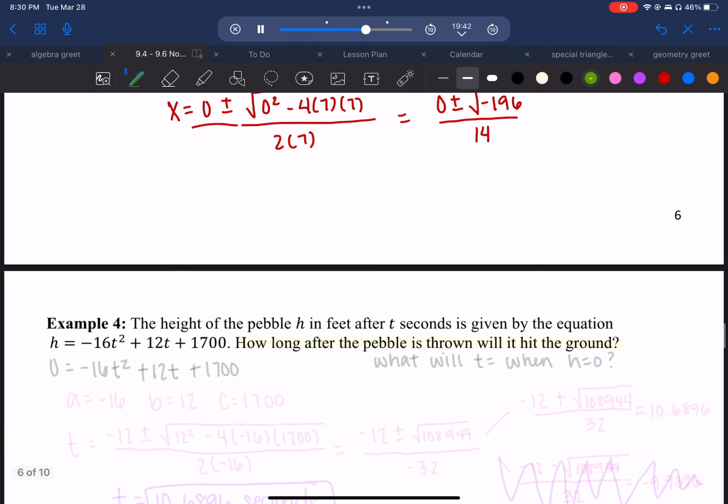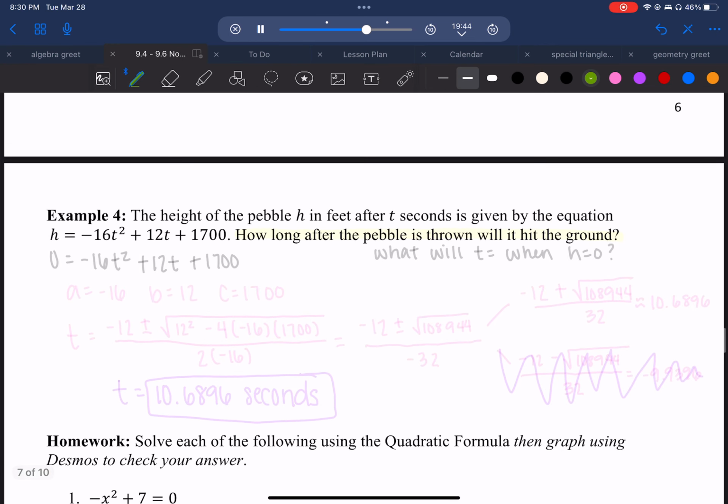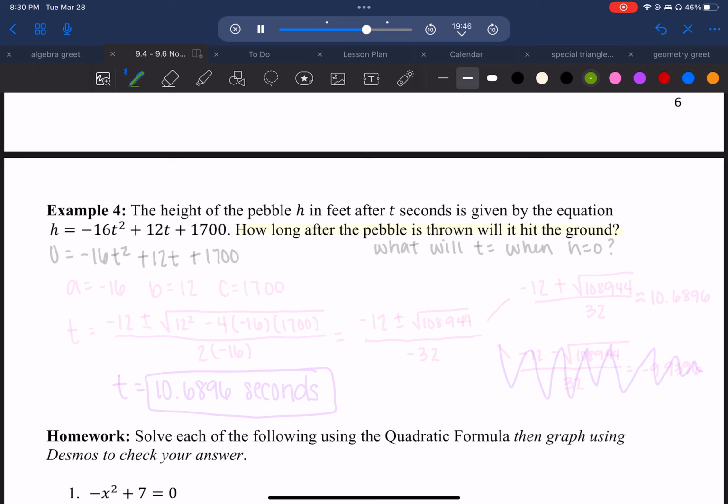Go ahead and flip that page over to example 4. Let's take a look at number 4. It says the height of the pebble h in feet after t seconds is given by the equation. How long after the pebble is thrown will it hit the ground? So how long after the pebble is thrown will it hit the ground?